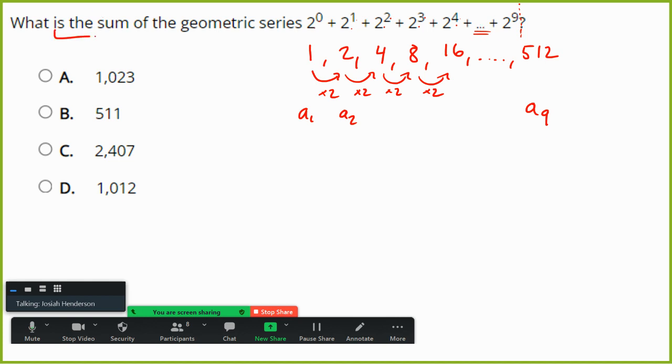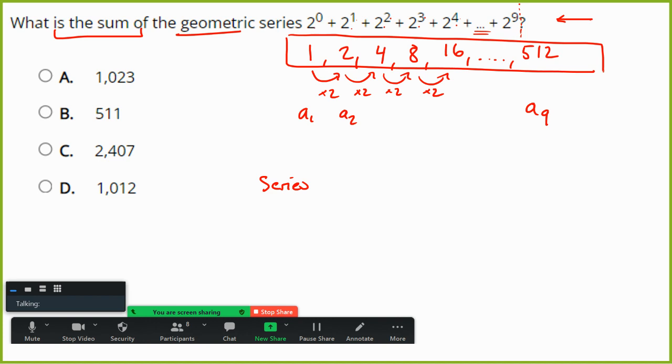But they're asking us, what is the sum? So we know we're doing our series formula. And we know it's geometric. And now we've turned it from this adding version of showing the series to the actual sequence right here. I'm going to circle. And we have R and we have A1. So that's all we need to figure out the series. And that is the sum of all these numbers. So here's our series formula.